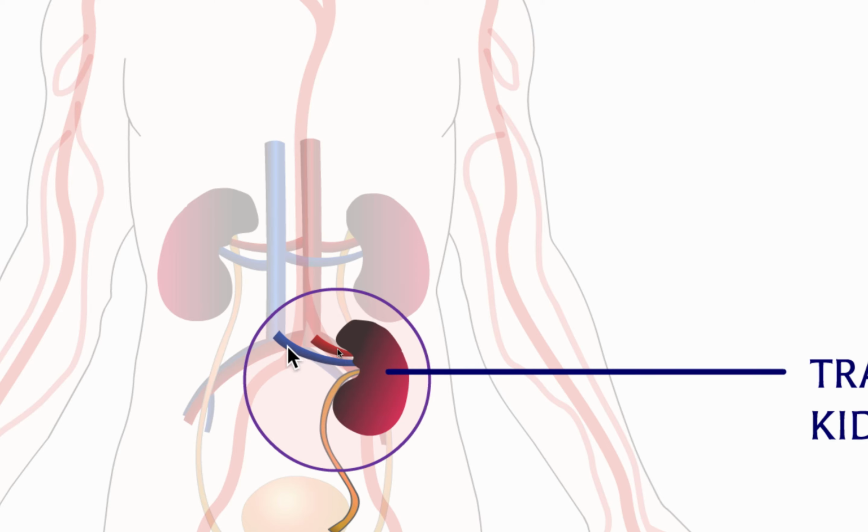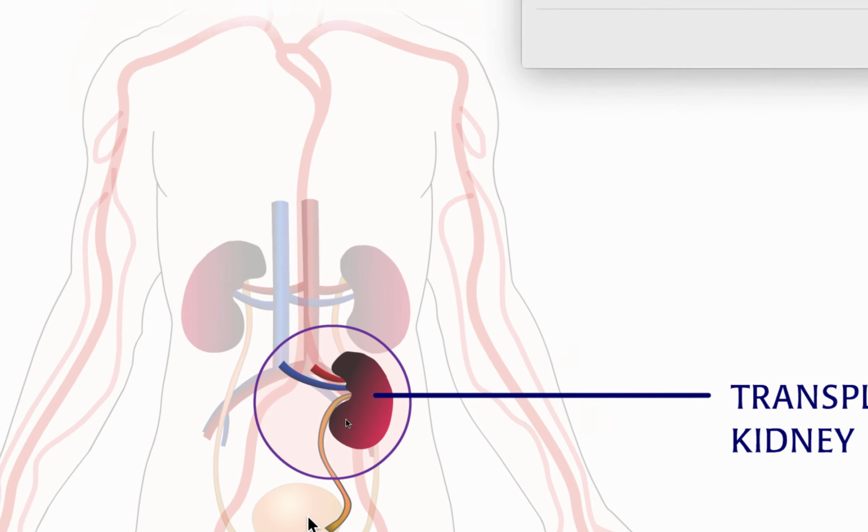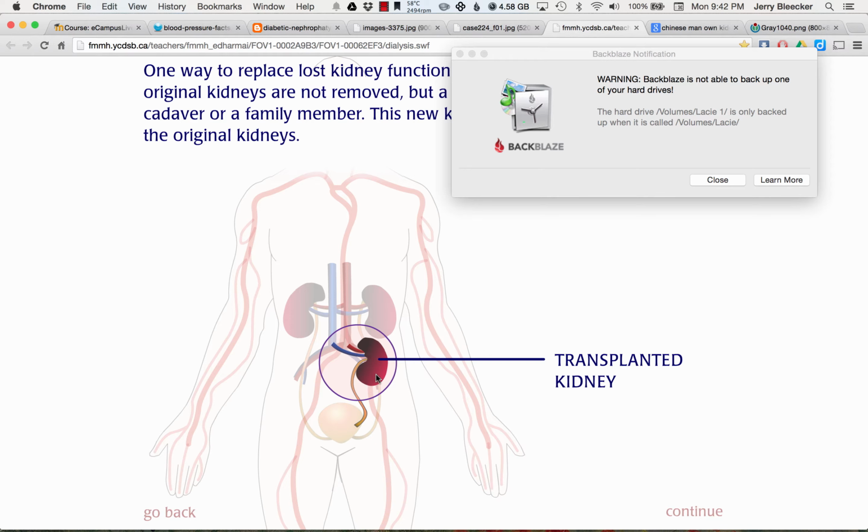Its renal vein is grafted to the inferior vena cava, the renal artery is grafted to the descending aorta. So it's plumbed just the way a kidney would be. And of course, its ureter is then plumbed down to the bladder, just the way it should be. It's just that you've got a third kidney.